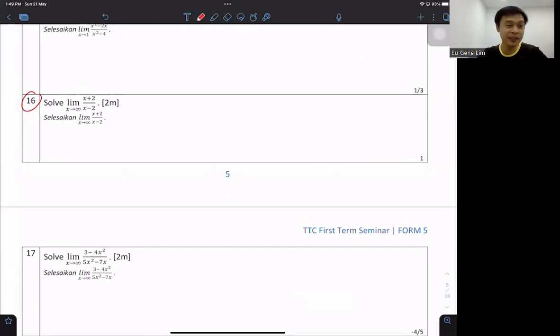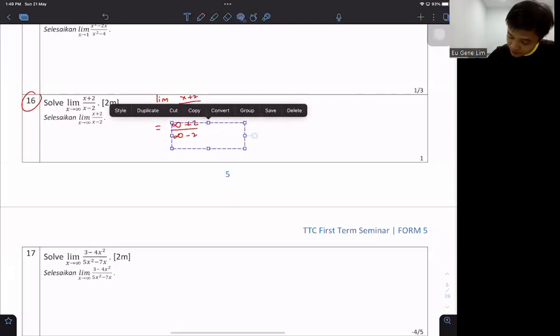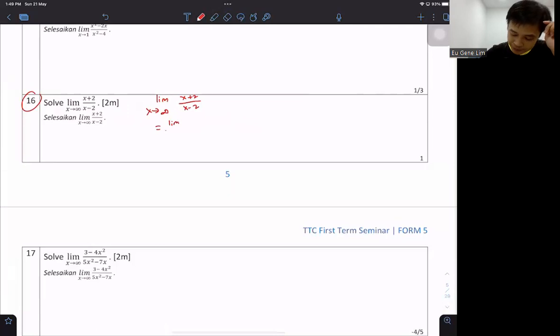This one, hey, something new. What is that? Infinity. How to do? You do like this. If you have infinity, you cannot sub first. If you sub, you cannot get the answer. What is infinity plus 2? What is infinity minus 2? You cannot get the answer if you just sub like that. So don't sub first. You do something first.